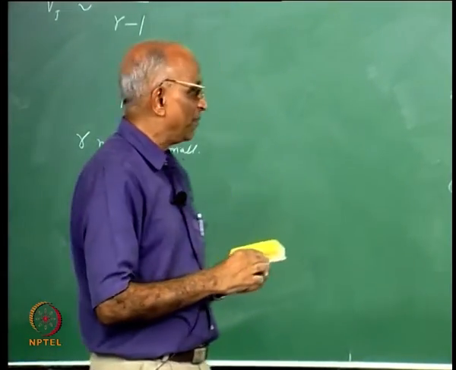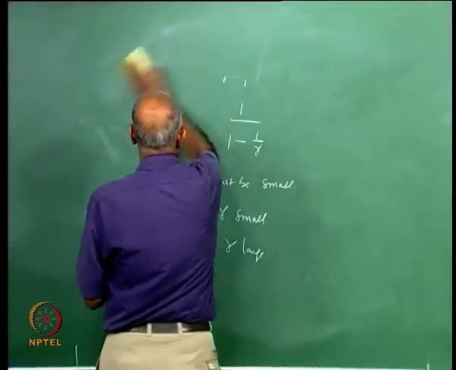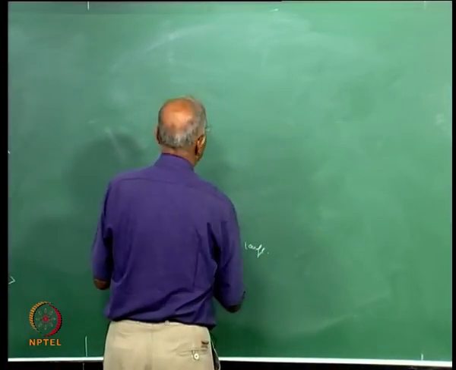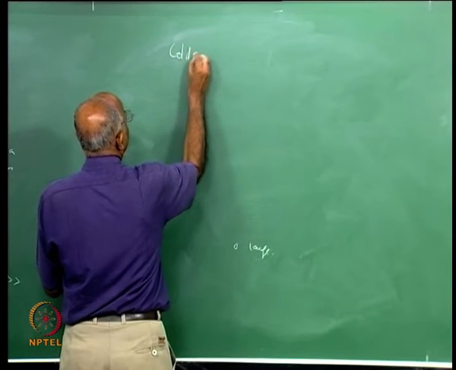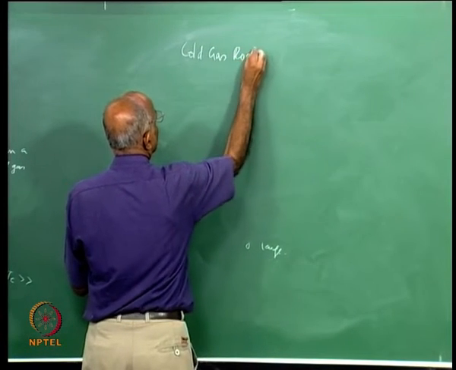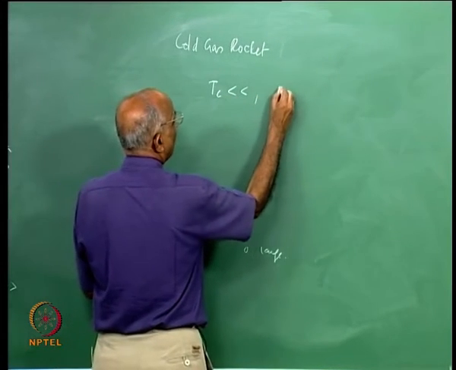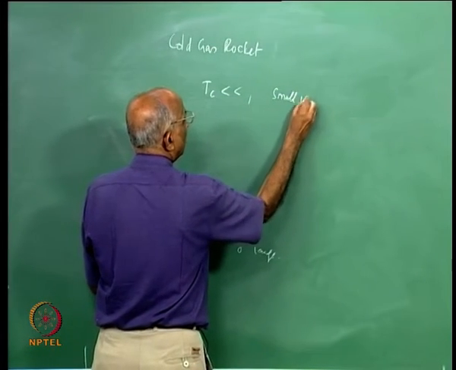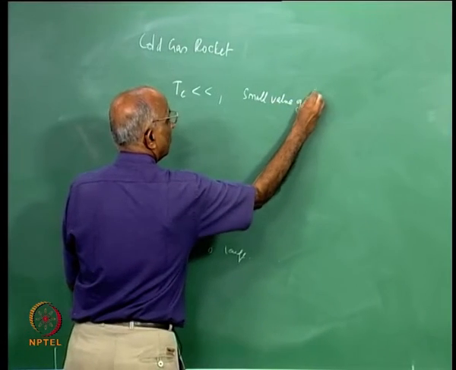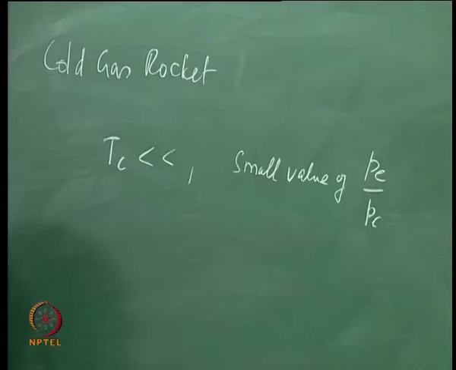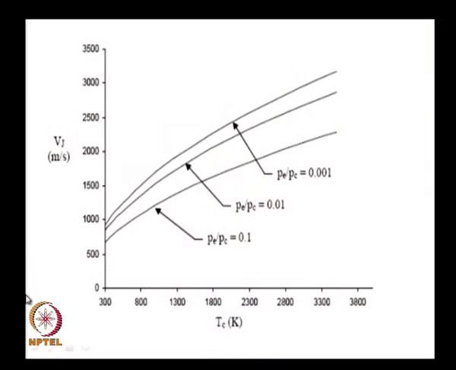Therefore, the fourth conclusion I draw, and these are important conclusions, is that for a cold gas rocket, for which TC is quite small, we do not really require a small value of P by PC. Because when the temperature is small, the gain I get in going from this to this is only this much. I expand it out so much, I increase the pressure PC so much, but still I do not get the benefit.